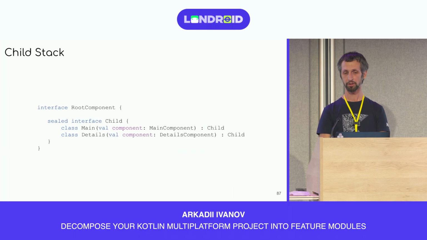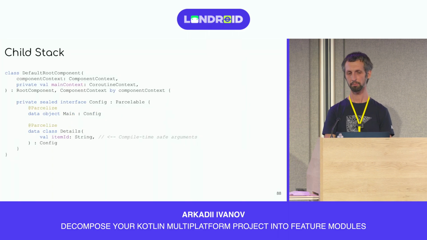In the root component interface, we can specify all possible children as a sealed class or interface. And later this will allow us to exhaustively handle all children and also avoid any type casting. In the root component, we have to define a configuration class for every child component. In this case, we need two classes, main and details, and we can also define persistent arguments, for example, item ID. Again, we have full compile time safety here.